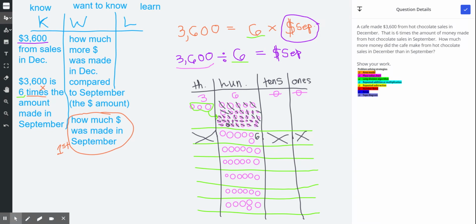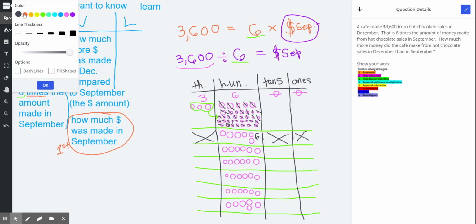My quotient is 600 because it's in my hundreds column. If it was in a different column, right, then it would be a different value. But since it's in my hundreds, I know that my quotient is 600. Which means that the amount of money made in September from hot chocolate sales is $600, right?